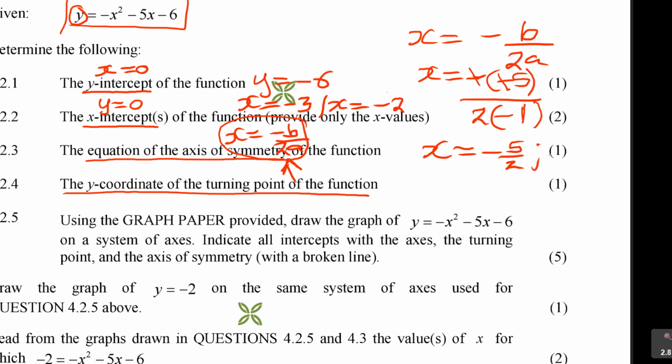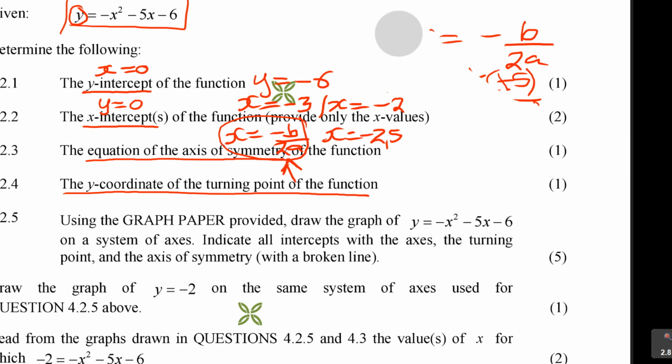Which is equal to minus 5 over 2, which is minus 2,5, because later I'm going to sketch this. So here you come and say x is equal to minus 2,5. It's much better than leaving it as a fraction, because if you sketch 5 over 2, it confuses you, but if you say 2,5, it's 2.5. So that is that one.